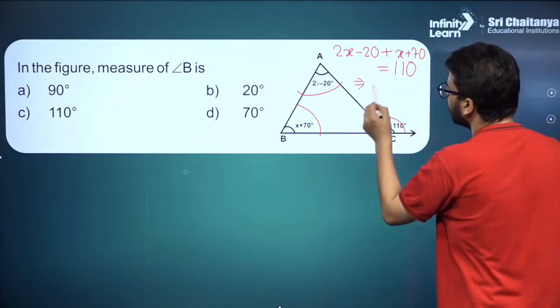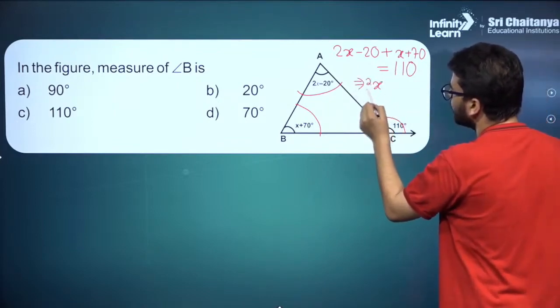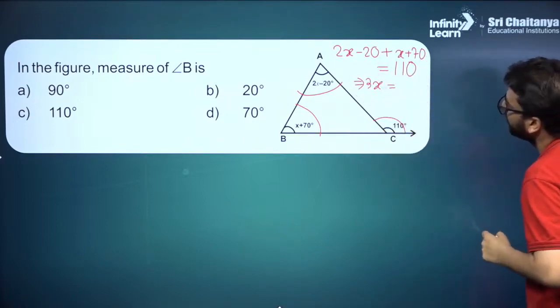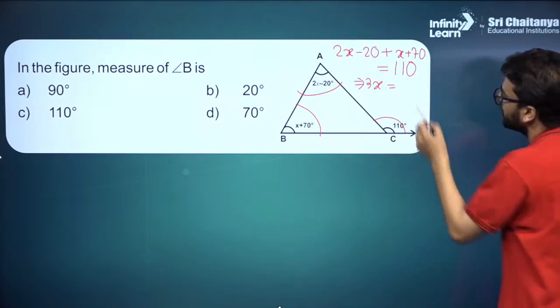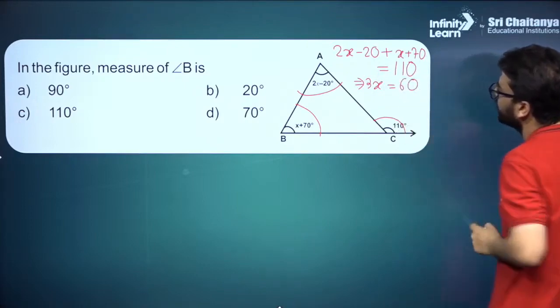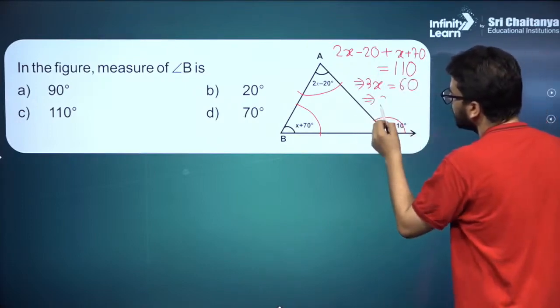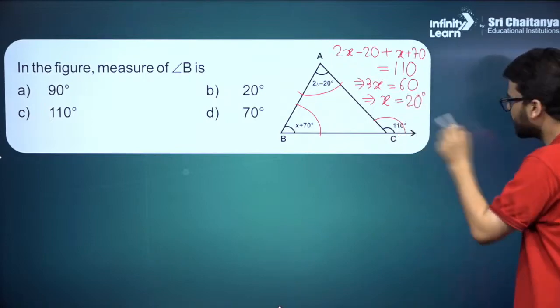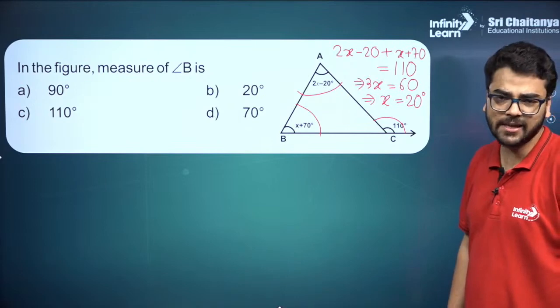If you solve this equation, you will get 3x is equal to 60 over here, right? So from here you'll get x is equal to 20 degrees. So x is coming out to be equal to 20 degrees if you see this question, right? So x is coming out to be 20.